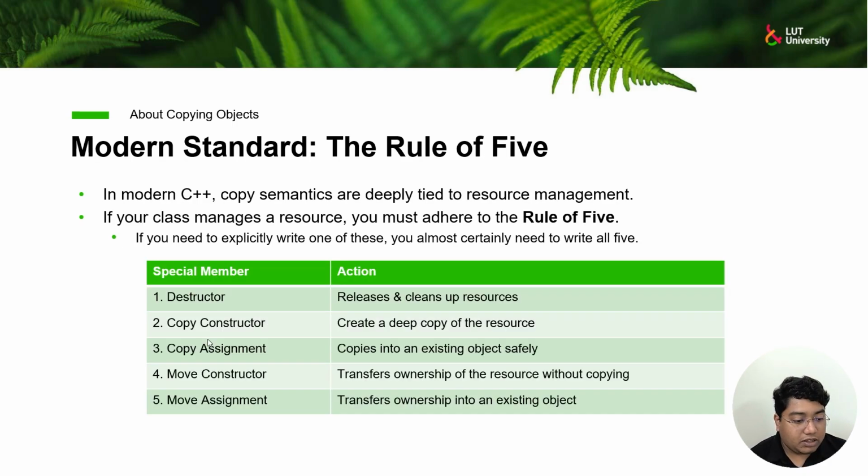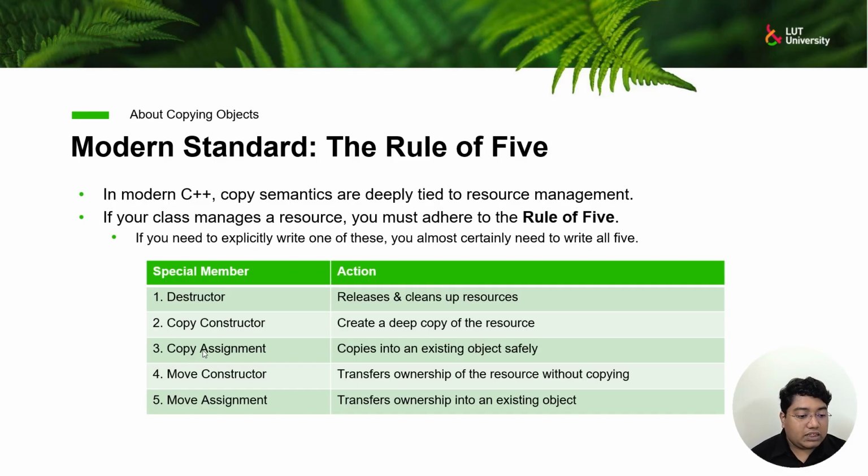So, modern C++ takes this one step further with what's called the rule of 5. The rule is very simple. If your class owns a resource, like heap memory, a file, or maybe a network socket, you need to write one of the special member functions yourself, and you will almost certainly need the other ones if you need one of them. So, here's a table that shows all the 5 functions.